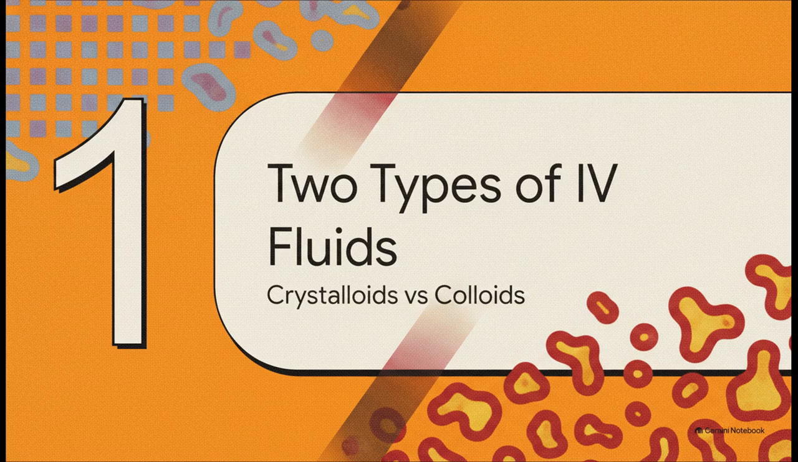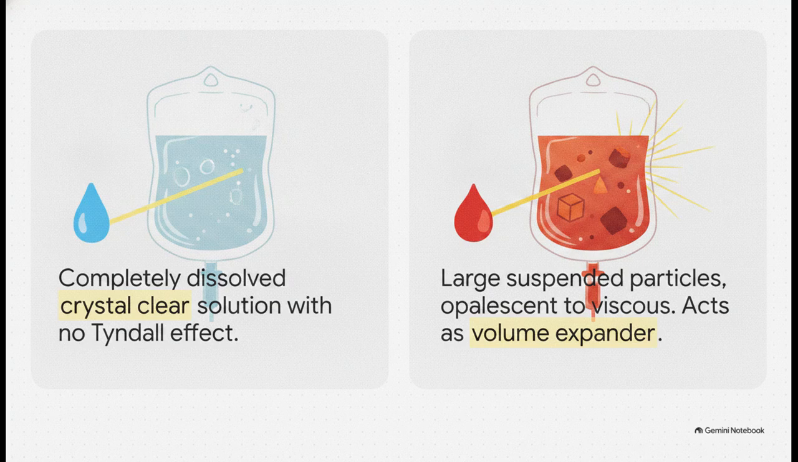Section 1. Two types of IV fluids, crystalloids versus colloids. So let's start with the baseline of our toolkit. We've got two main categories here based on how they're built at the molecular level. Crystalloids are basically your go-to hydration tools. The solutes are completely dissolved, making them crystal clear, literally. If you shine a light through them, the beam passes right through, meaning there's no Tyndall-light scattering effect.